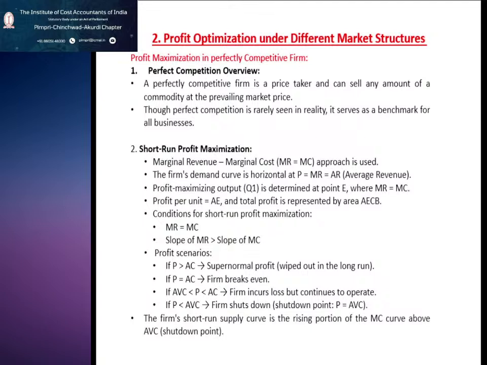Yeah, so profit maximization in a perfectly competitive market, how it can be achieved. So let's see the perfect competition overview. A perfectly competitive firm is a price taker and can sell any amount of commodity at the prevailing market price. So though perfect competition is rarely seen in reality, it serves as a benchmark for all businesses.